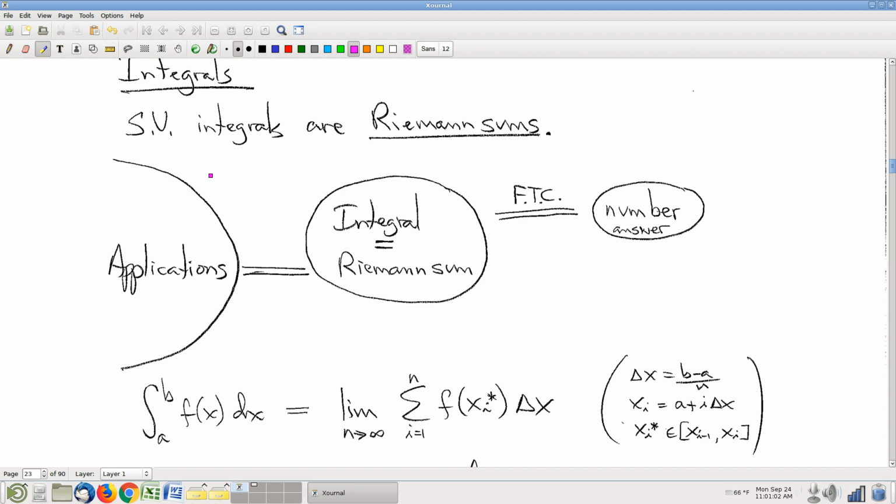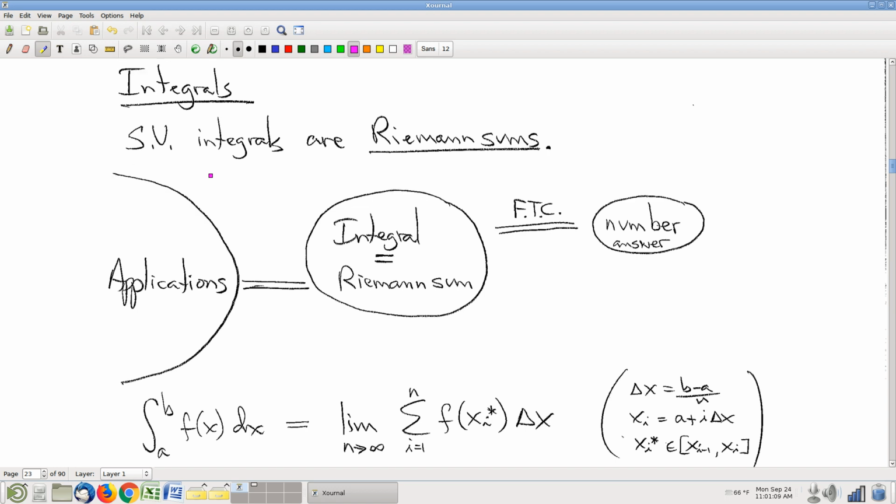Everybody happy with that? Everybody understand the rationale? Maybe I should say it that way. Yeah. Happy was the wrong word. Okay.